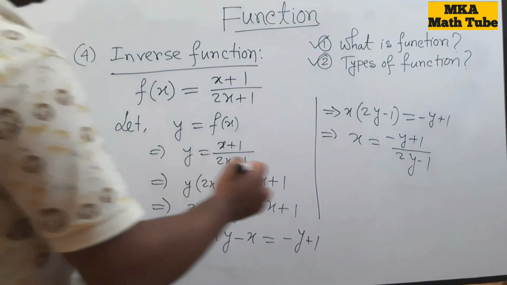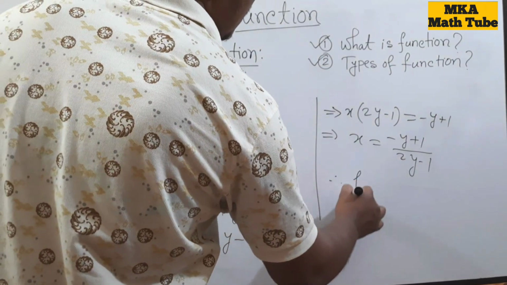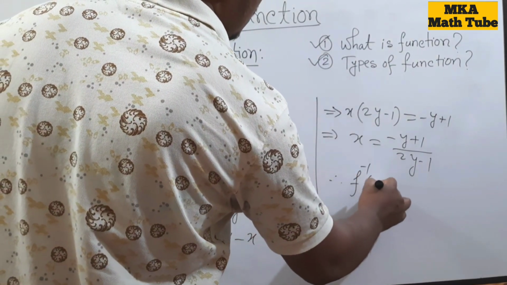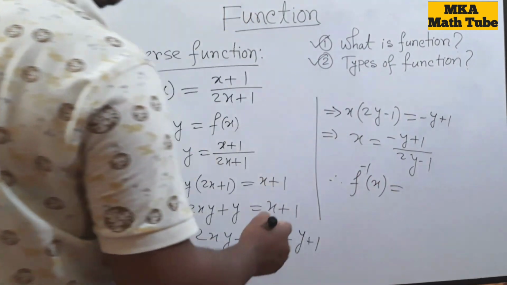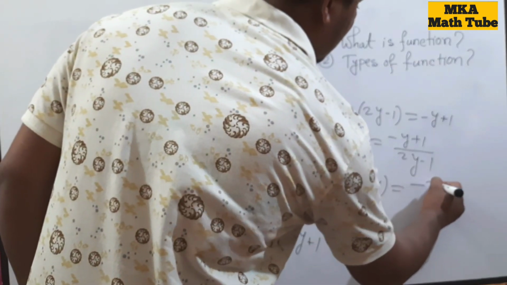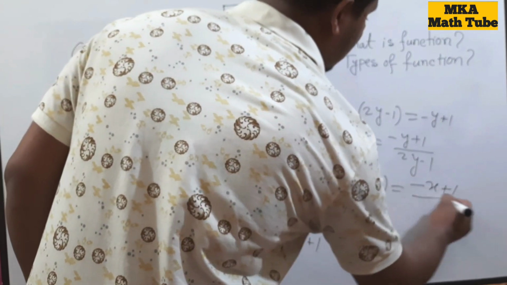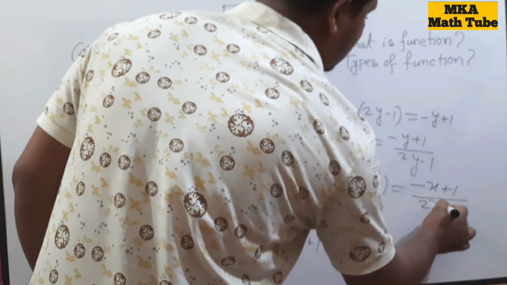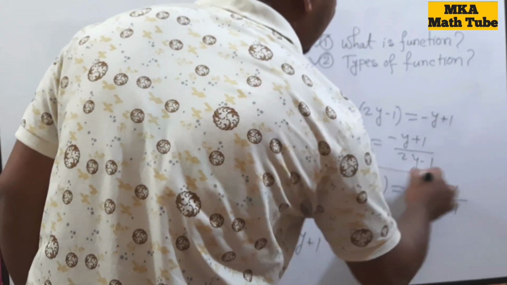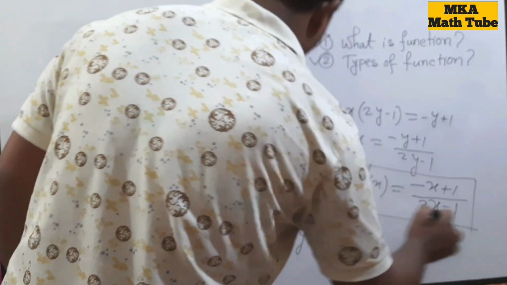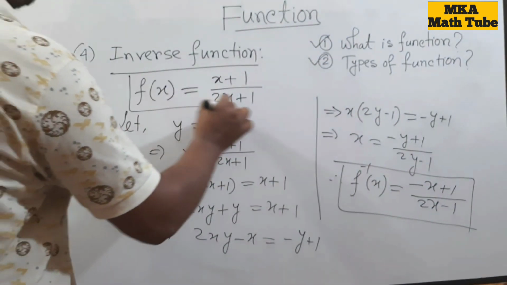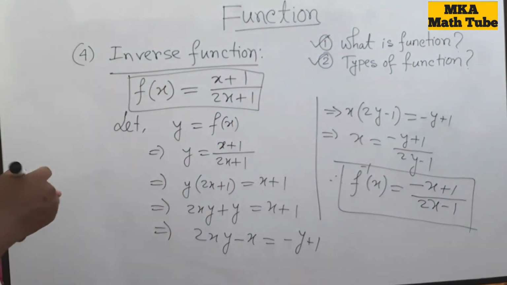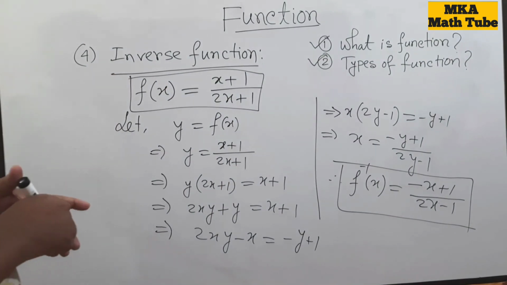Okay, finally now we replace y with x, then we'll get (-x + 1)/(2x - 1). So this is the inverse function of the given function f(x) = (x + 1)/(2x + 1).